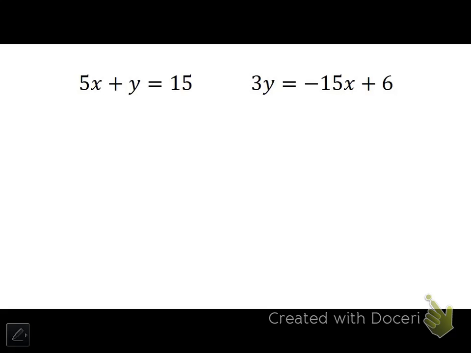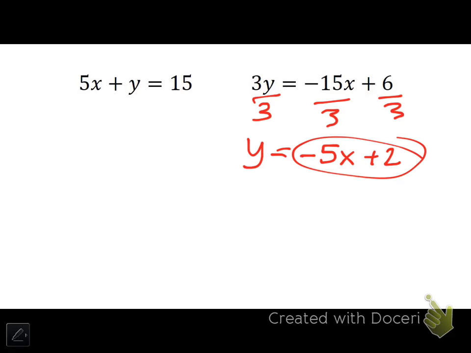Okay, this one. I have y almost by itself. Let's see if we can divide by 3 and not get some fractions. If we do get fractions, I would just add this 15x over, but we're going to see if we can get it to even out. So negative 15 divided by 3 is negative 5x. 6 divided by 3 is 2, so it looks like we're good, so let's go ahead and just use substitution.